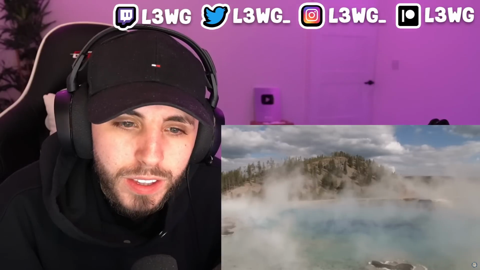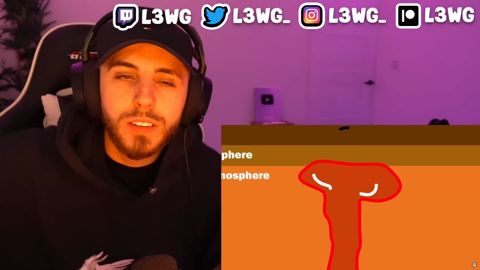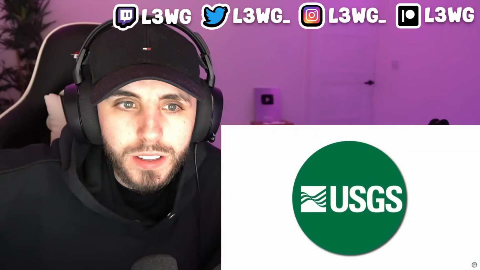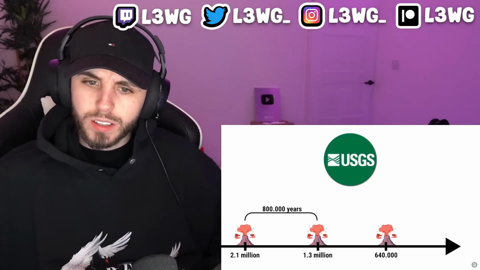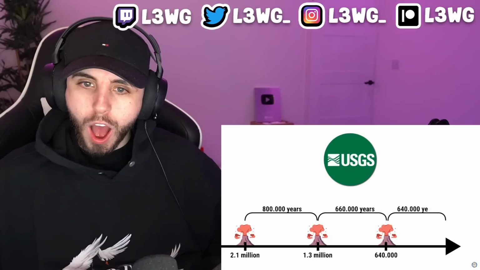The park as a whole is characterized by its volcanic origin, with a massive magma plume under the continental shelf, which is currently filling up an enormous magma chamber. According to the US Geological Survey, this chamber has emptied itself 3 times in the past 2 million years, at intervals between 800,000 and 660,000 years, considering that the last eruption was 640,000 years ago.